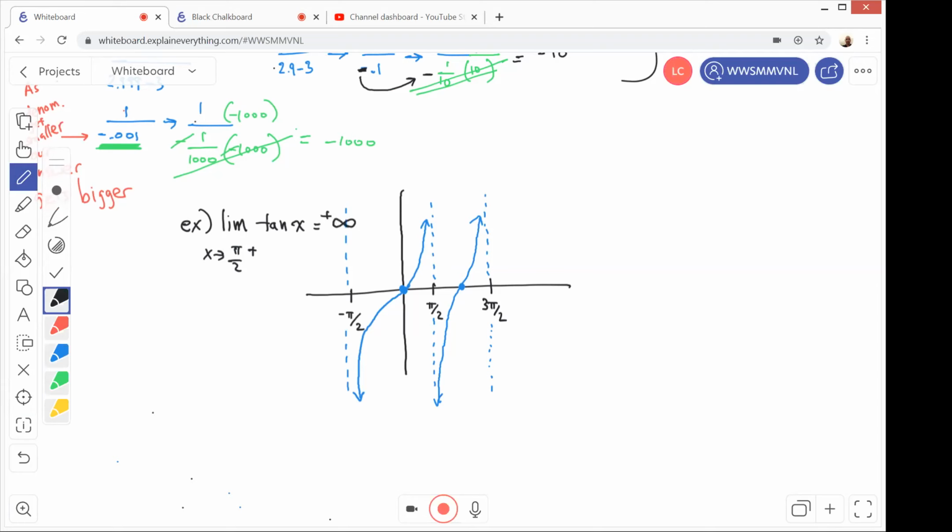You don't have to write the positive symbol because if you don't put it, we know that it's positive, but that is the answer.